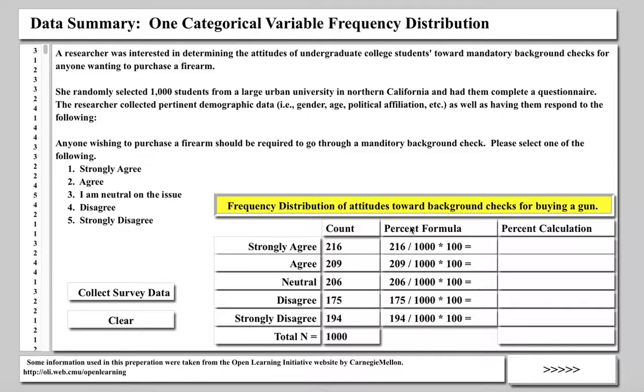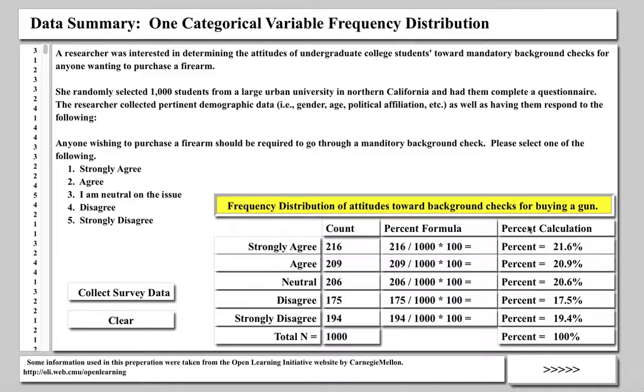So the formula for the percent would be the number of count. So in this case, strongly agreed there were 216, and if we divide that by the total number in the sample, which was 1,000, and multiply it by 100, that would give us the percent. Same here. If we wanted the percent of people who agreed, we'd take the count, 209, divide it by the total, and multiply by 100, and so on. Same for all, and the computer will calculate that.